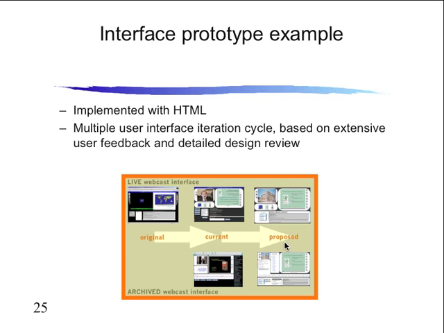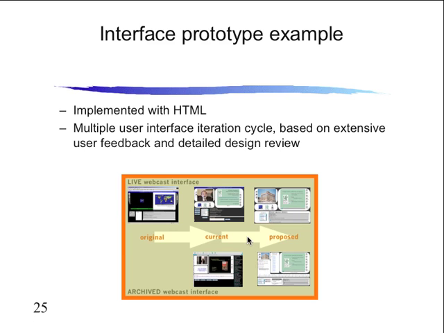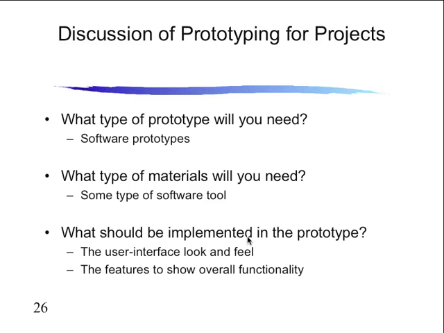To give you some examples of what to do. Implement it with HTML. Multiple user interfaces. Here's an iteration cycle based on extensive user feedback. The design is being revised. It's under review. So you have a live webcast interface going on. You have the original, the current, the proposed system, and three different stages that are being represented. And this can actually happen live. You can actually put up new pictures, new screenshots or something. So it's just one way of doing it, and this is a prototype example, which is kind of similar to PowerPoint, actually. You have different slides and you thumb through the different slides, which is a prototype, if you think about it.